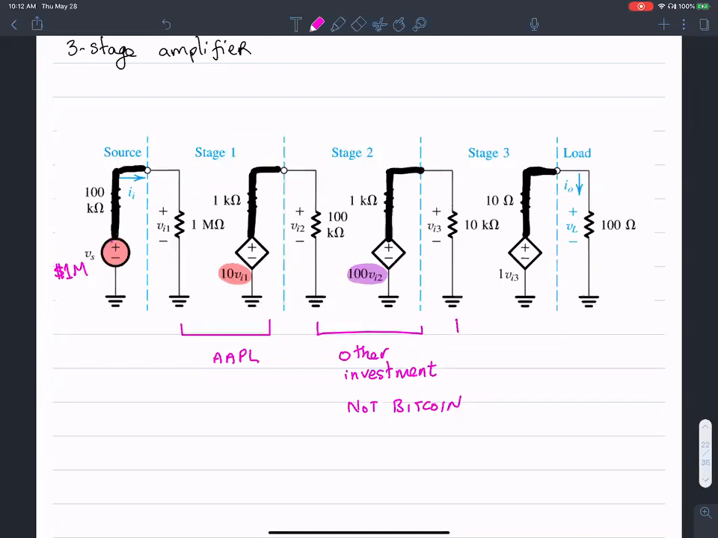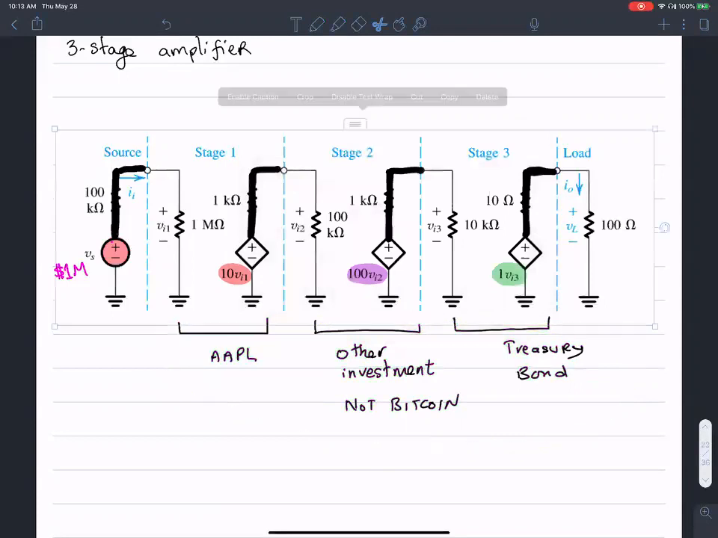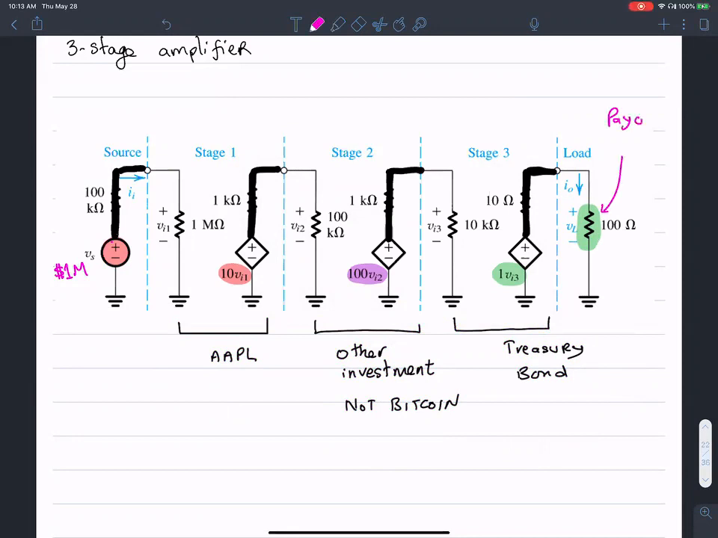And then you found that enough is enough. You went on to invest in treasury bonds, which have a very limited gain, which only have a gain of, I don't know, 1. They're mostly for capital preservation. Okay, so that should kind of explain the three stages of amplifiers. Okay, let's follow this along and see how we can look at the final result. So this is where you put in your initial investment, okay? The final output, when you cash out, that is across the 100 ohm resistance, okay? So that's where you take the final payout. Okay, and as a shrewd financial operator, you're always interested in this ratio. How much payout did I get as a function of the initial investment?